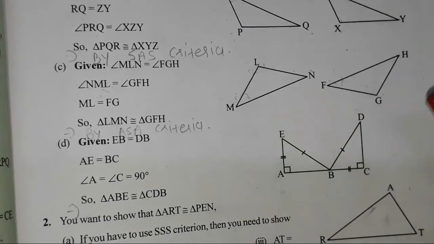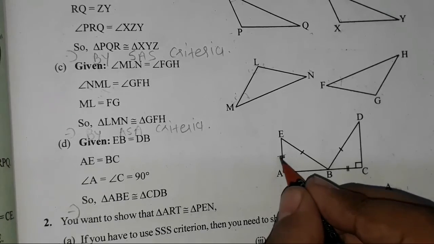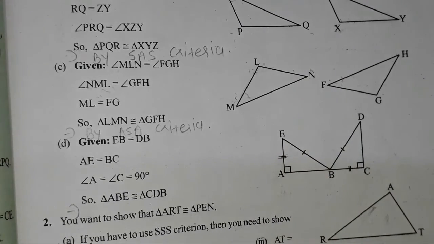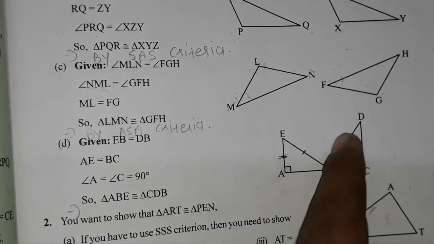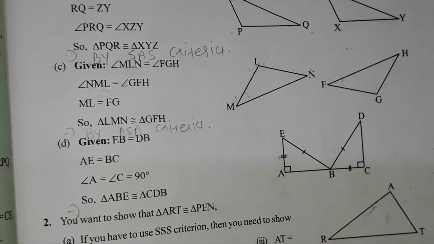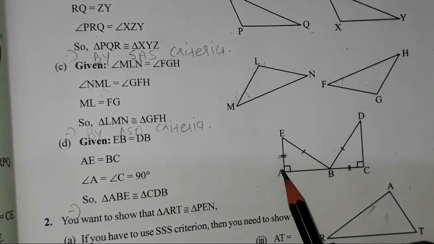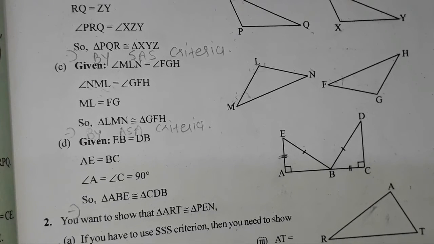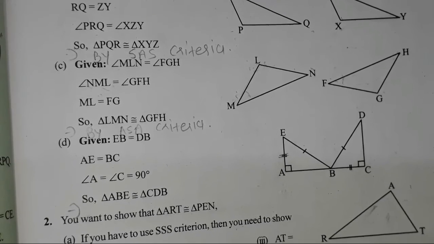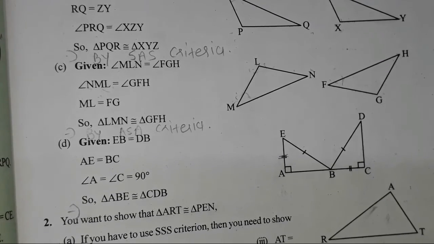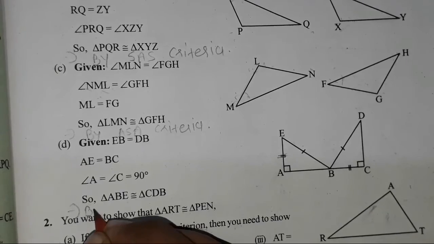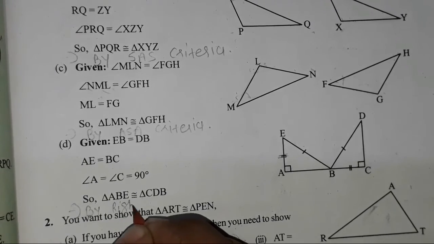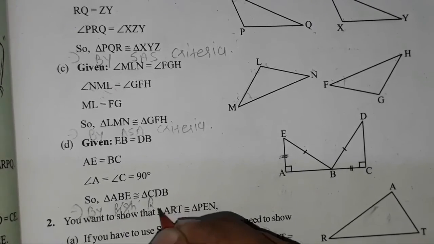Here AE is equal to BC, that means this sign shows that AE and BC are equal, and this single line shows that the measure of the hypotenuses are equal, and it is given that angle A and angle C both are right angles, which is 90 degrees. So under which criteria are these two figures congruent? It is under RHS criteria, which is right angle hypotenuse side. So here I will write by RHS criteria.